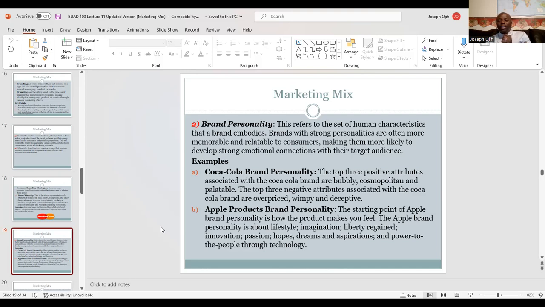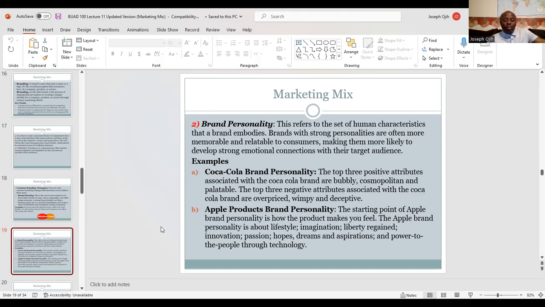Coca-Cola has three positive attributes associated with the product, and they are bubbly, cosmopolitan, everywhere, and of course palatable, very tasty. So the top three attributes: bubbly, cosmopolitan, and palatable. It's sweet, delicious.